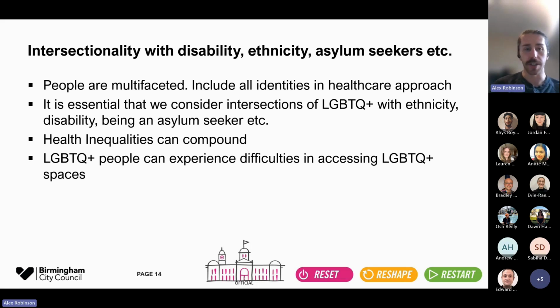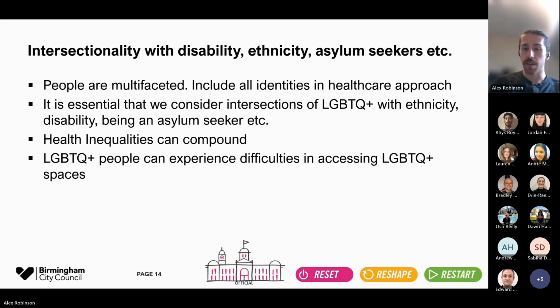It's important to understand the intersectionality between those groups. But we should consider how we can make LGBTQ plus spaces accessible to people with disabilities as well, because often they aren't.